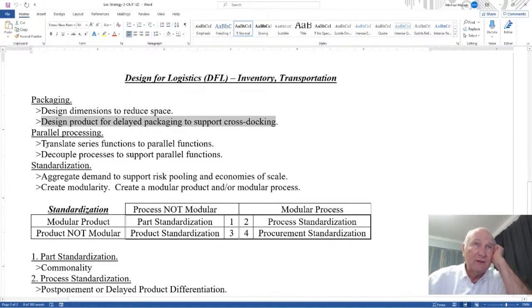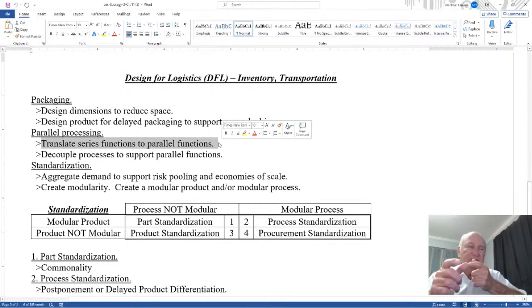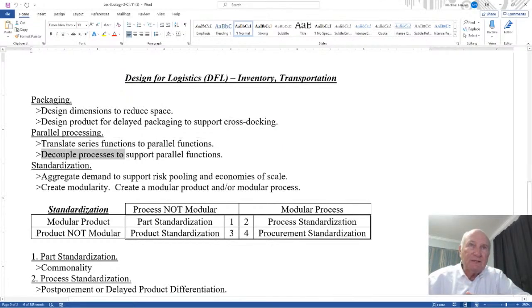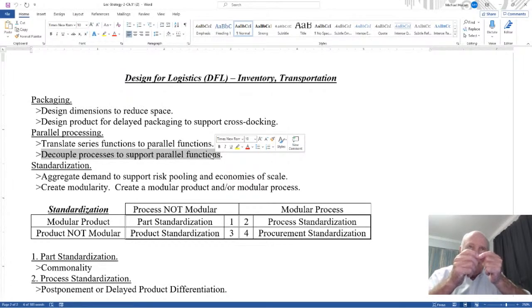Parallel processing. Here you're taking a series function and making it parallel. Instead of doing things in series, you make it parallel so it goes faster. Timing. And you decouple the process to support parallel functions. Now, when you have a process and you decouple it, you can start redesigning it. The first one is processes in series, so you just do them in parallel. But the second one, you have a process, and you redesign it to decouple the processes.